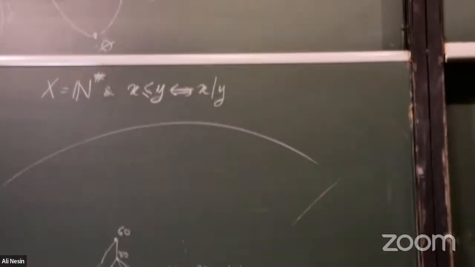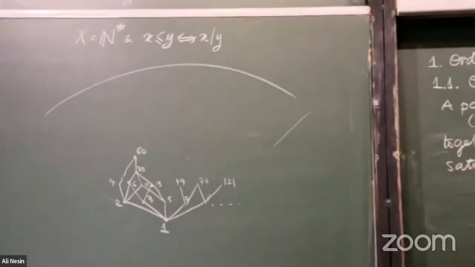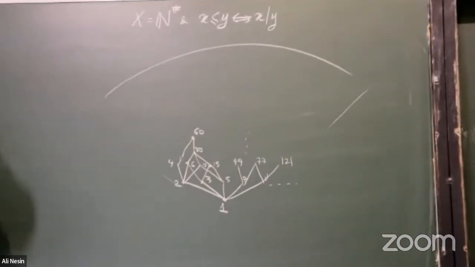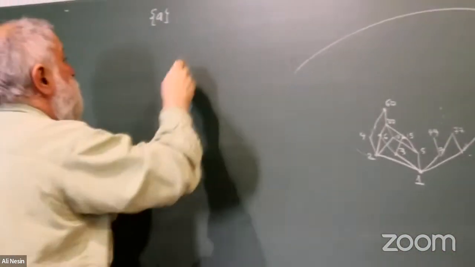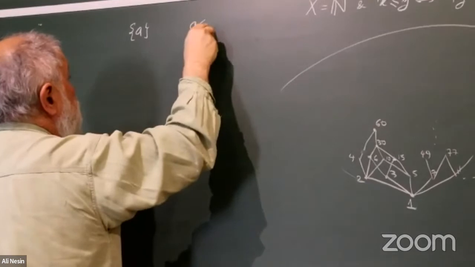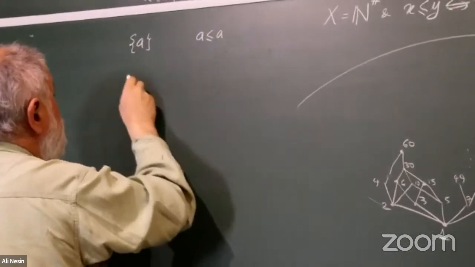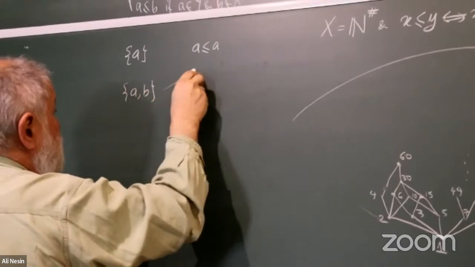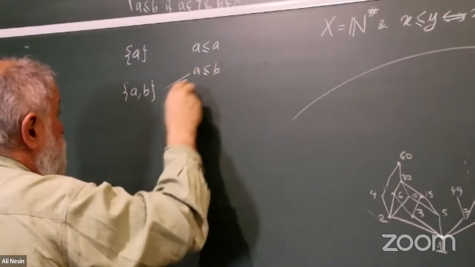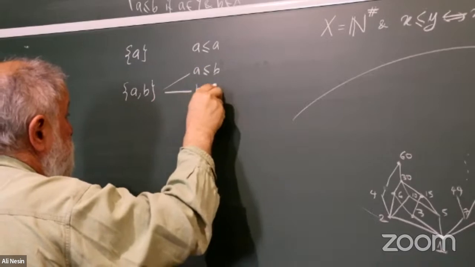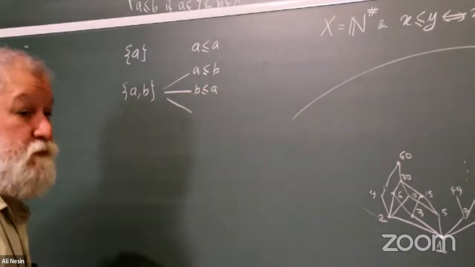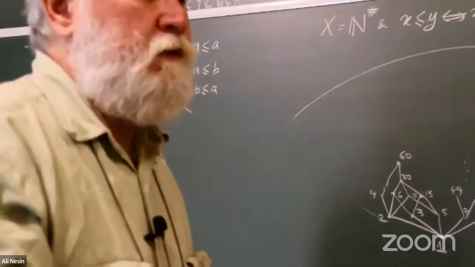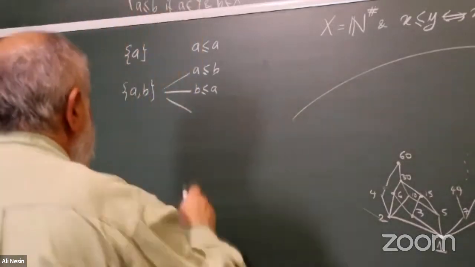If you have only one element, a singleton, say A, there's only one way to order this. There's nothing to be done. Then A is less than or equal to A. That's it. If you have two, then you have three different ways. You can say A less than or equal to B. You can say B less than or equal to A. And you can say nothing, just don't compare A and B. No relation.